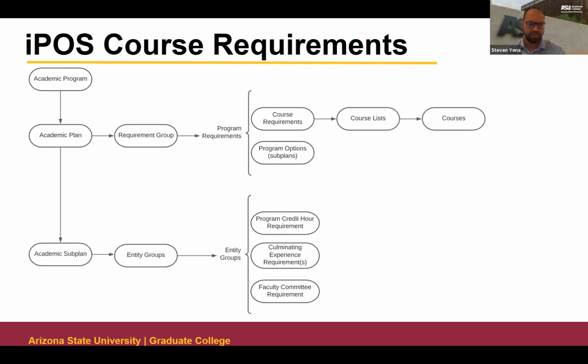So we go down to entity groups, and that's how we derive the credit hour requirements, culminating experience requirements, and the faculty committee requirements. In many cases, some programs may require one faculty committee member to serve on the iPOS. It could be 3, it could be 5. So that's how we track a lot of that. Right now, most of this is manually set up. We'll actually be moving this into the quality system very soon, where a lot of this will become much more automated, which we're very excited about.